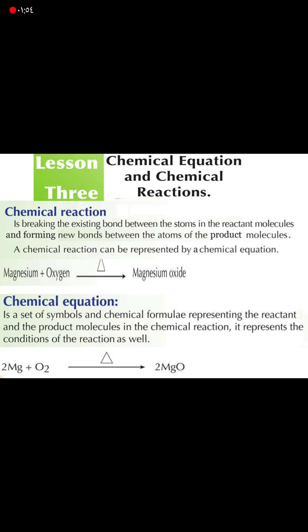So we can define the chemical equation as a set of symbols and chemical formulas that represents what? The reactant and the product molecules, and also the conditions of the reaction. In this equation, for example, heat means this chemical reaction needs heat to complete the reaction.